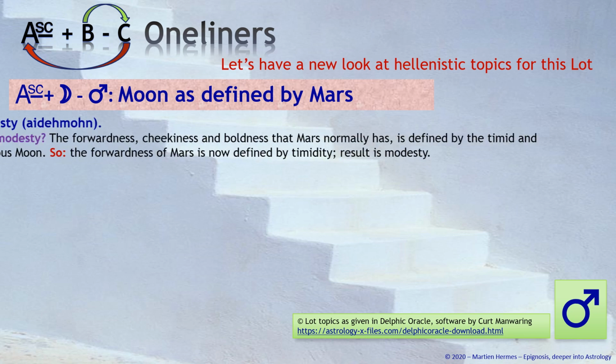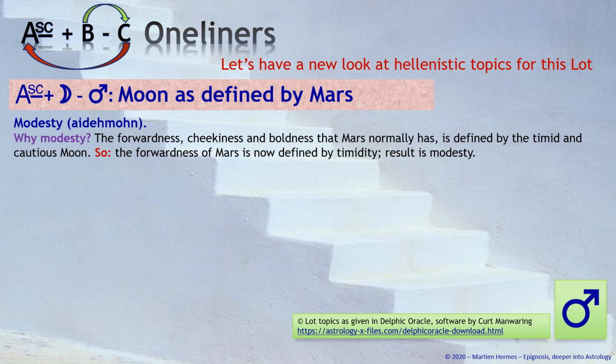So let's have a look. At first I said, why would this be modesty? Why would this be a one-liner for this particular lot? Well, the forwardness, cheekiness and boldness that Mars normally has is defined by the timid and cautious moon. So that results in the forwardness of Mars being defined now by timidity, which results in modesty.